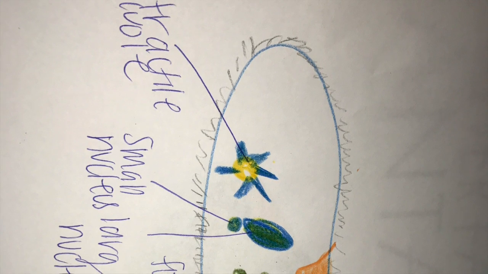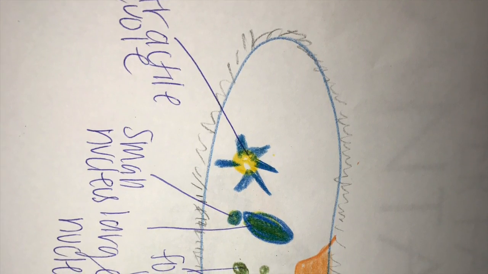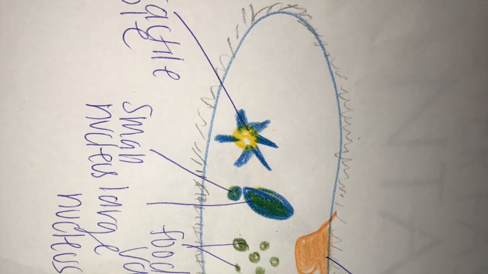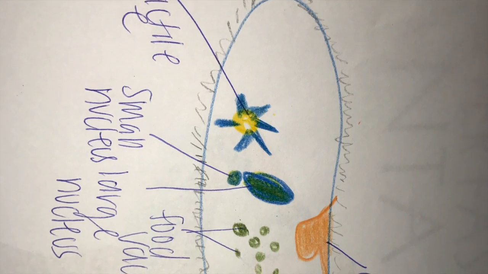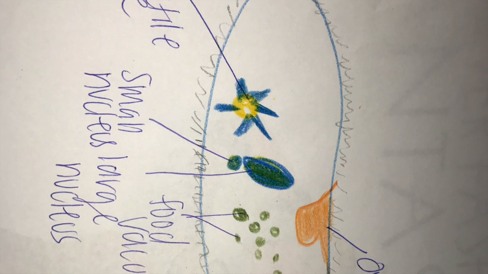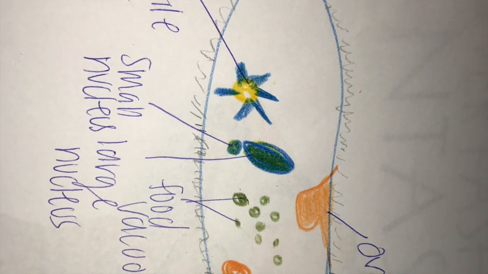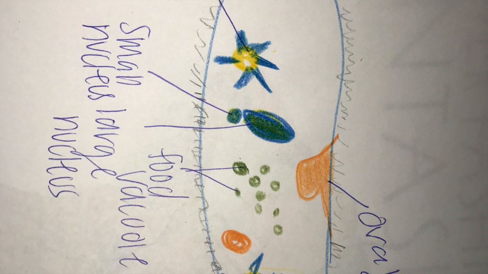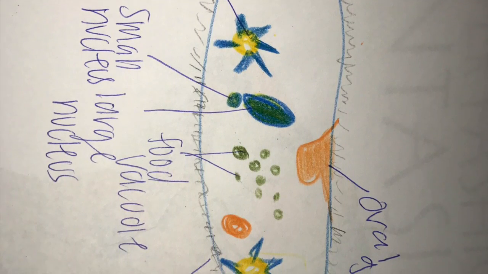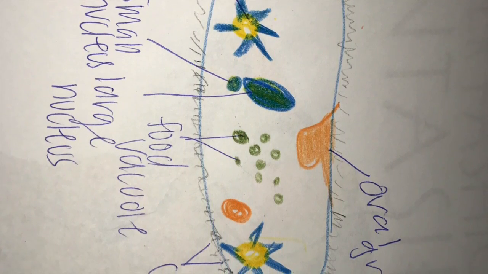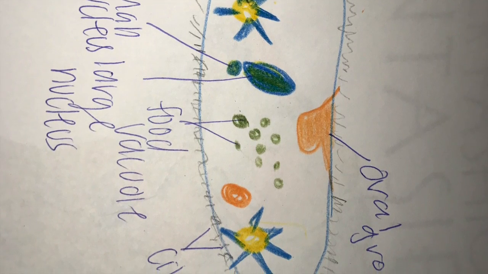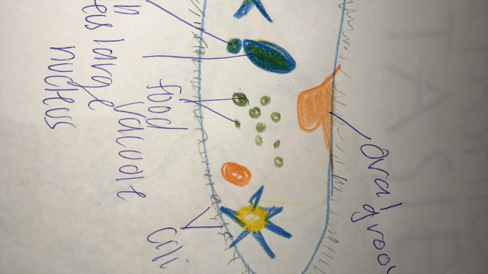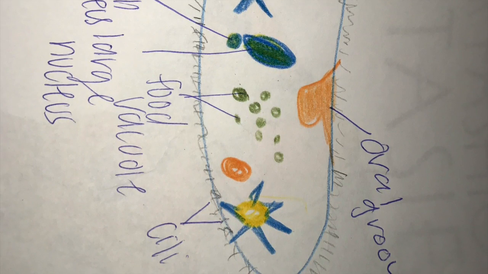The orange groove at the top is called the oral groove. The blue and yellow star in the middle is the contractile vacuole. The greenish blue big dot in the middle is the large nucleus, and the small one next to it is the small nucleus. The green dots next to it are the food vacuoles, and around the outside of the organism is cilia.